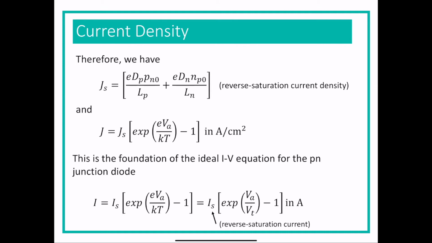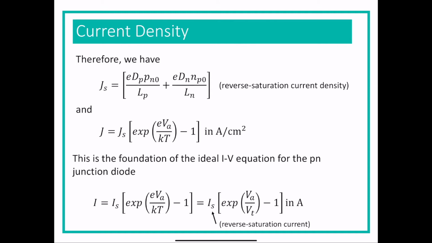And you'll notice that the thermal voltage is actually in the simpler form, that we can just take e over kT, which is 1 over thermal voltage, and we just put that into the equation, and that is known as the ideal IV equation for the PN junction diode.